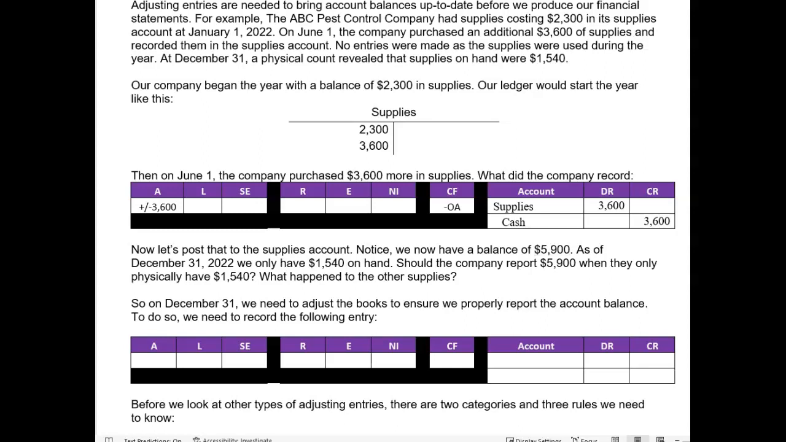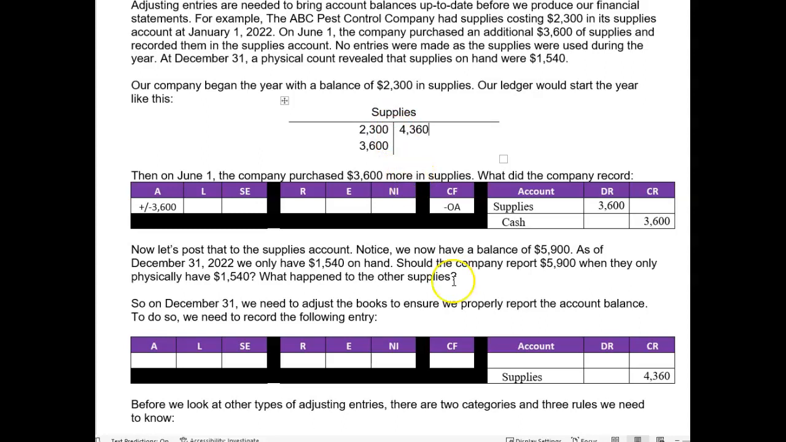Hopefully you paused that video and did that calculation. So hopefully you see that we need to reduce our supplies by a total of $4,360 there. So what's happening? Well, we have a debit in supplies. We need to reduce our supplies by $4,360. So we need to go in and credit our supplies account. Notice we're simply updating the balance in our supply account. So when we go in here and we actually post that, and we put in $4,360, now at the end of the day, you should have a $1,540 debit balance in the account, the actual amount of supplies on hand.